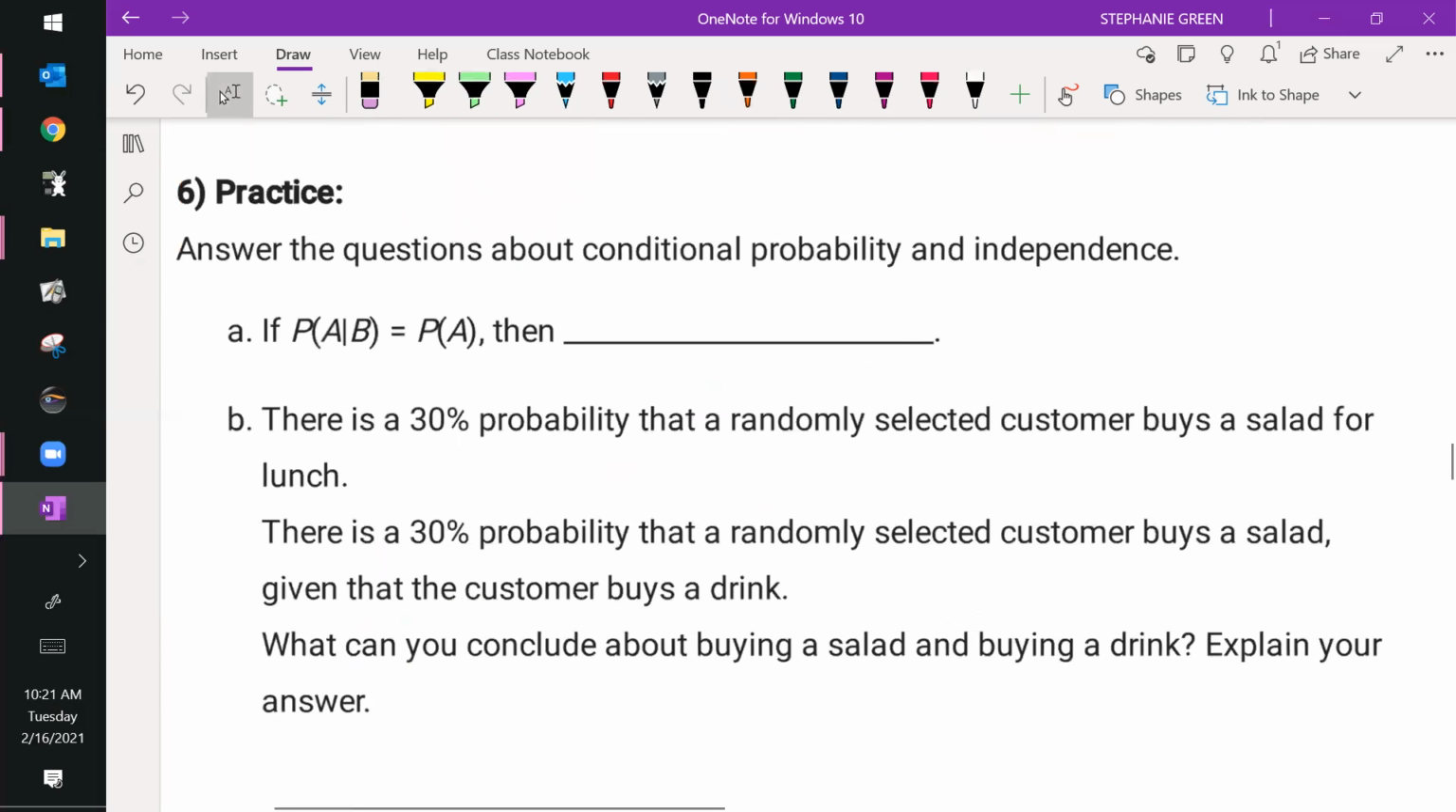All right, let's answer some questions here. If the probability of A given B is equal to the probability of A, that would mean that B has no effect on A. So A and B are independent events.